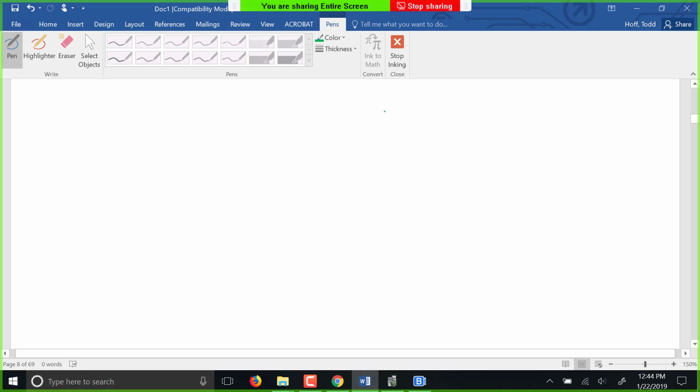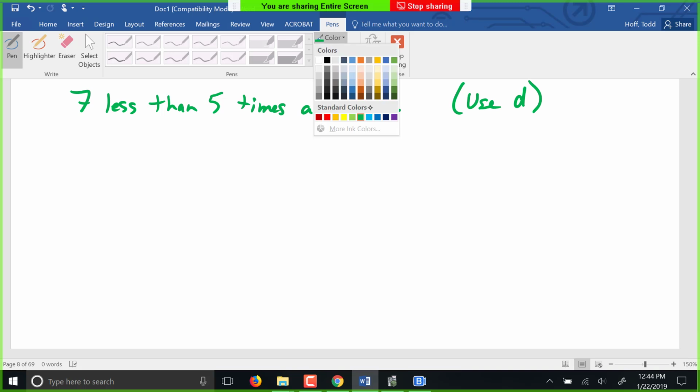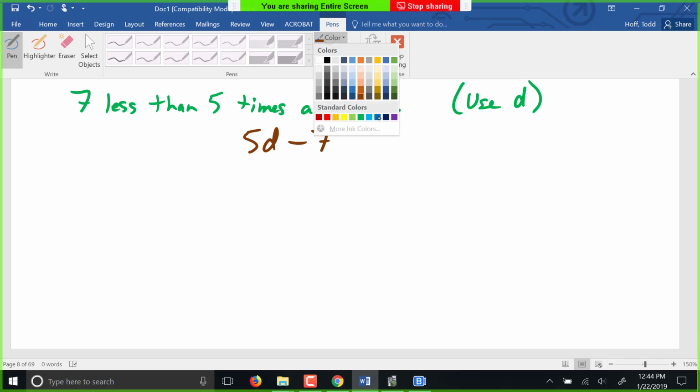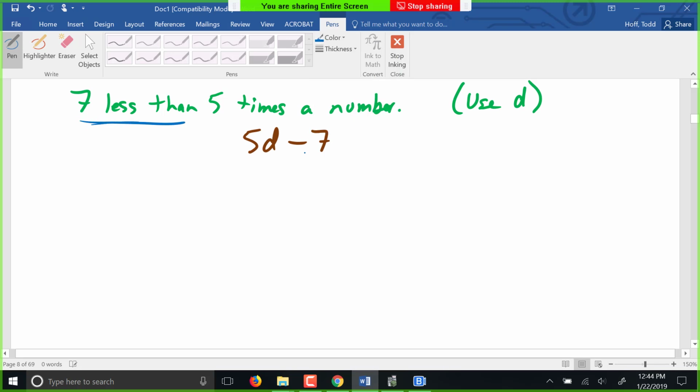The real trick, the real difficult part, comes when you start combining operations into a single phrase and then trying to write those out. So we might have 7 less than 5 times a number. I'm going to ask you to use D for our missing number. Perfect. 5D minus 7. And as we decode that, 7 less than means 7 is being subtracted from something.